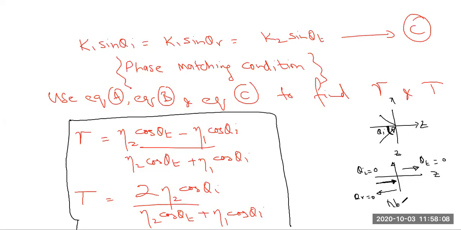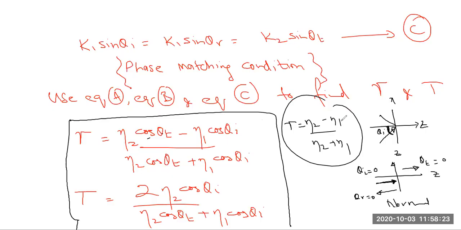So what will happen to this case? This theta T and this theta I will be 0. So cos of 0 is 1. So what you will get? You will get eta 2 minus eta 1 over eta 2 plus eta 1, which is the same case that we derived independently for normal incidence case. Similarly, what is the transmission coefficient? It will be 2 eta 2 over eta 2 plus eta 1. So you can see we can easily derive the normal incidence case from this general oblique incidence case.